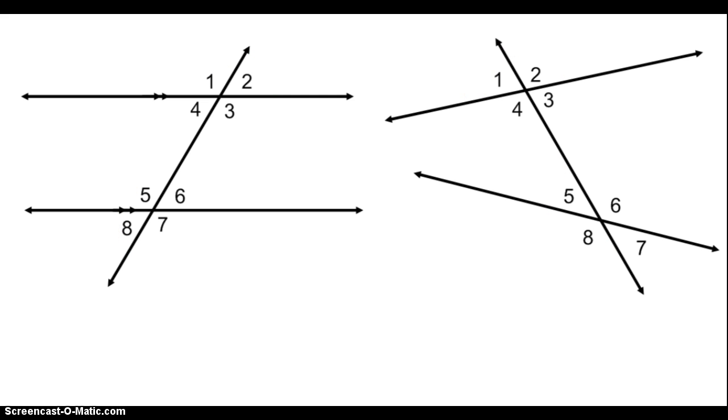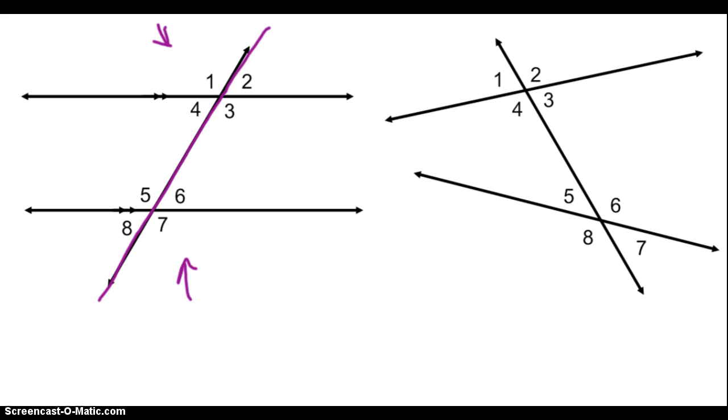Well, the word alternate means that we're going to pick one angle from this side of our transversal. Again, here's our transversal. We're going to pick one angle from the other side of our transversal. That's what alternate means, alternate sides of the transversal.